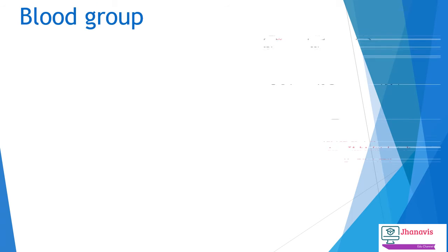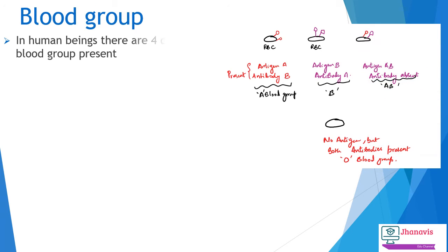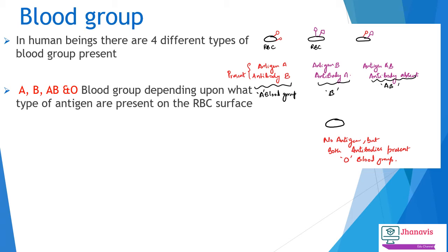See, when we talk about blood groups, there are 4 types of blood groups seen in an individual. One is A, one is B, one is AB, and another is O. Remember, A means antigen A is present on the RBC. B means antigen B is present. AB blood group means both antigens A and B are present. If no antigens are present, we consider it the O blood group.